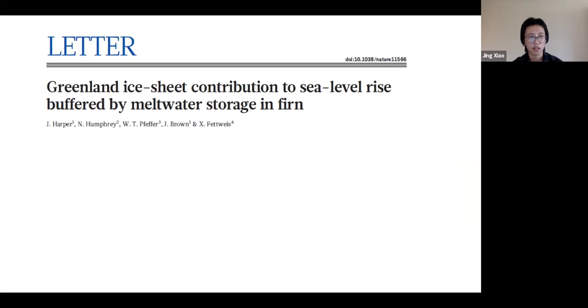In this 2012 paper by Harper and others, they revealed that repeated infiltration had happened during the melt seasons in Greenland, and the meltwater could reach depths of more than 10 meters into the firn. Therefore, the pore space of the firn can be used to delay the mass contribution of Greenland to sea level rise. However, as we can imagine, the storage capacity has a limit.